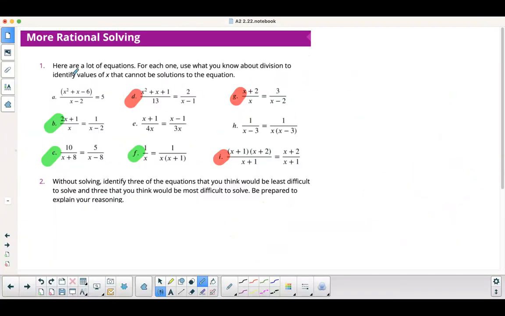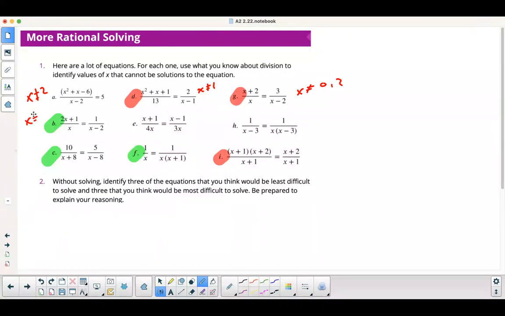All right, here are a lot of equations. For each one, use what you know about division to identify values of x that cannot be solutions. So anything in the denominator can't equal 0. So I'm going to say here x cannot equal 2. This is the only x down here, so this is going to be x cannot equal 1. This one here can't be 0. And this one can't be 2.